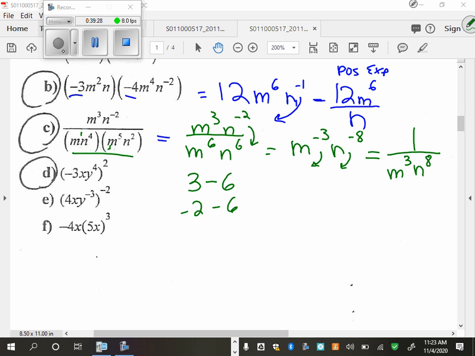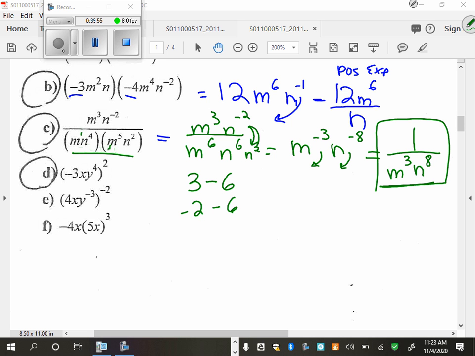You would have got n to the 8th right here if you would have brought the n squared down and added exponents. Okay, so there's a couple different ways you can get that answer. Did anybody get that answer? When you bring everything down to the numerator, don't forget to put the 1. 3 minus 6. Yep, 3 subtract 6.